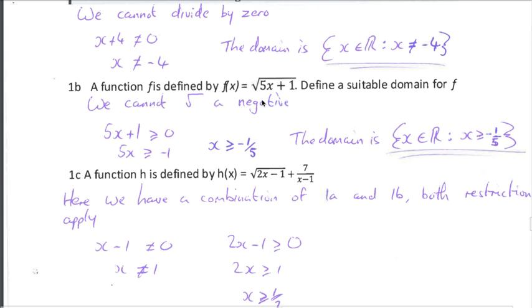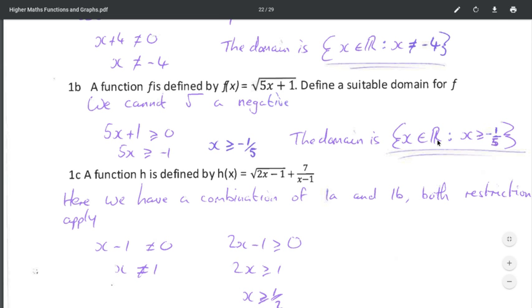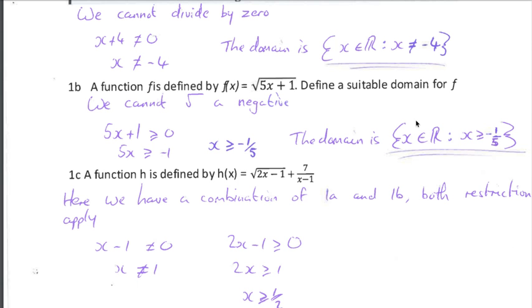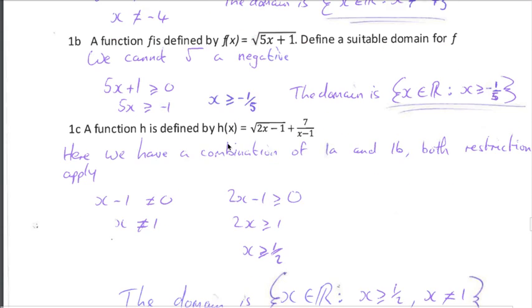1b, here's a square root example. So function f is defined by f of x equals the square root of 5x plus 1. Define a suitable domain for f. So we cannot square root a negative. So 5x plus 1 must be greater than or equal to 0. So then subtracting 1 from both sides and then dividing through by 5, x must be greater than or equal to negative 1/5. So there is our domain. x is an element of R, and x must be greater than or equal to negative 1/5. Remember, guys, curly brackets for set notation.